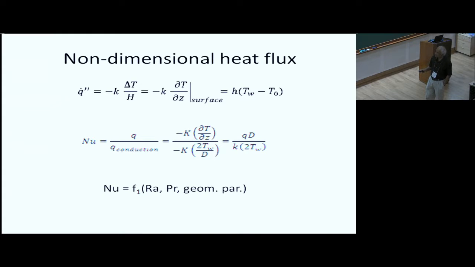And the non-dimensional heat flux typically is given in the form of the Nusselt number, which is the ratio of the heat flux you get in the turbulent convection divided by the heat flux you would get if there was no convection, if it was pure conduction. So it basically gives you a ratio of how much enhancement there is of heat flux due to convection. And the Nusselt number would depend on, of course, the Rayleigh number and Prandtl number and the geometrical parameters, for example, the aspect ratio in the case of Rayleigh Bernard convection.